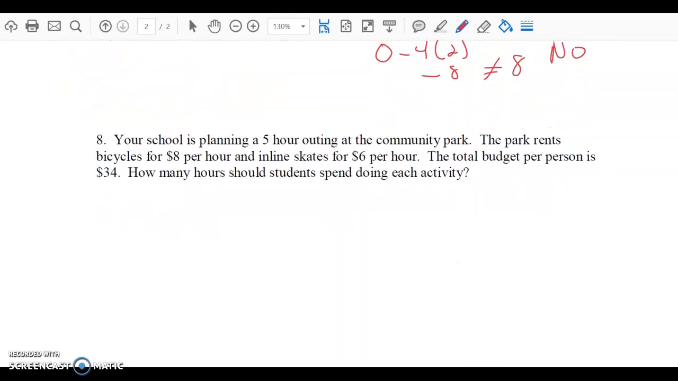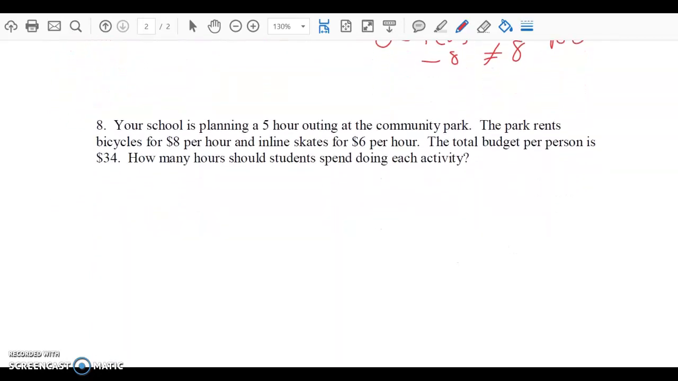Finally, we've got a word problem. Your school is planning a 5-hour outing at the community park. The park rents bicycles for $8 per hour and inline skates for $6 per hour. The total budget per person is $34. How many hours should students spend doing the activities?